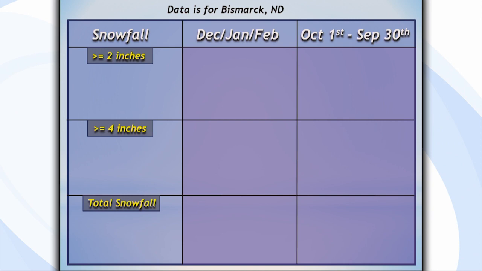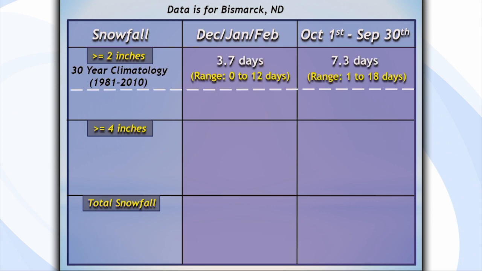How many days on average does Bismarck see greater or equal to 2 inches of snow at any one time? And then we said, well, how about greater or equal to 4 inches? And then we'll take a look at our total snowfall. So for December, January, and February, this is just our normal climatology based on that 30-year period. We find that on average, almost 4 days in that 3-month period, Bismarck sees greater than or equal to 2 inches.